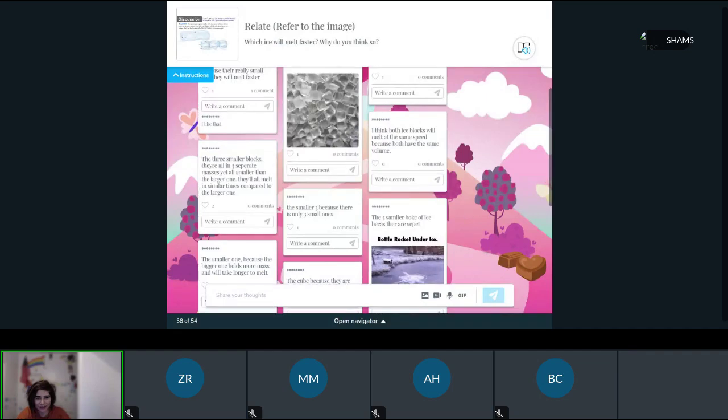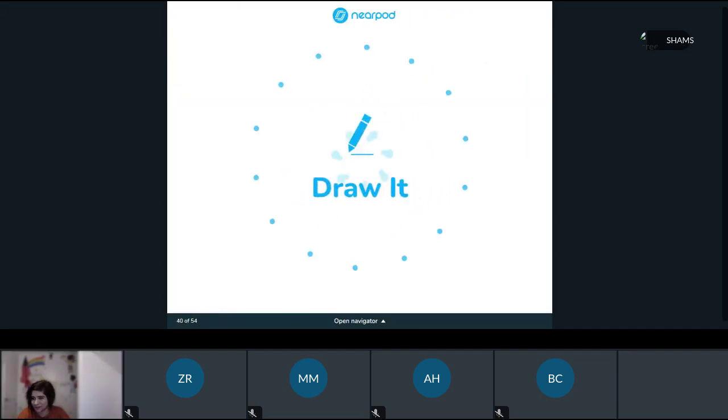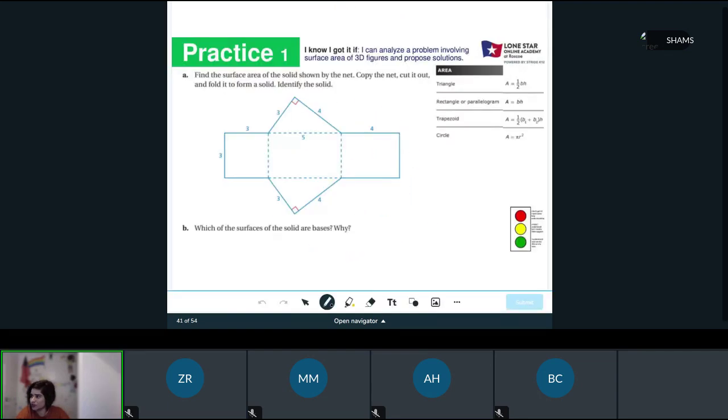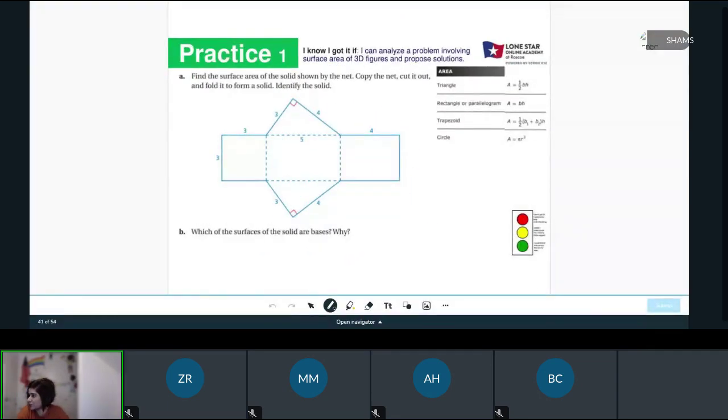We will go ahead and move on and look at a question. So this is how the nets will be given to you on assessments, right? This is how the nets will be given to you on the assessments, and you will have to figure out the surface area, which is made up of 2 triangles and 3 rectangles. I want to see how confident you guys feel about these kinds of questions.